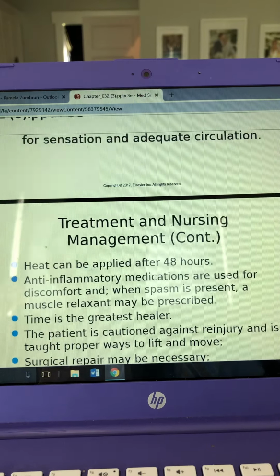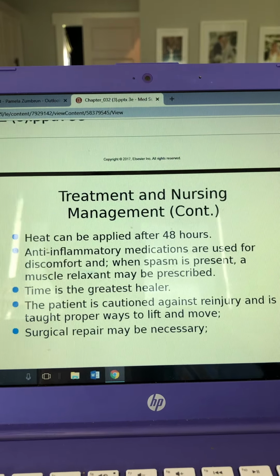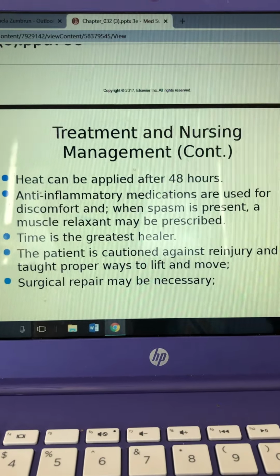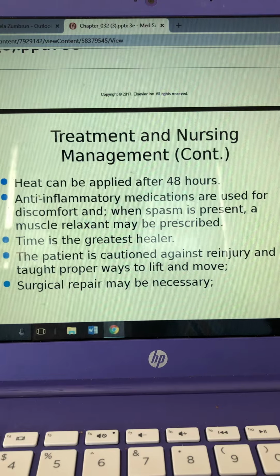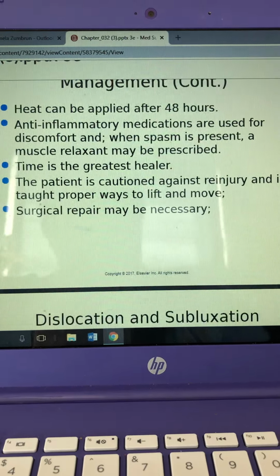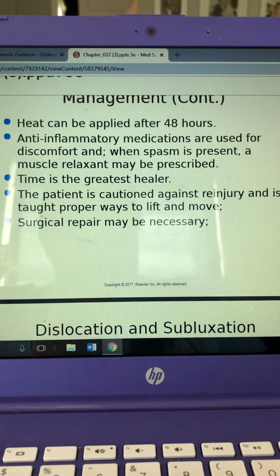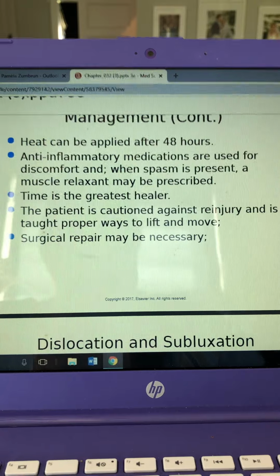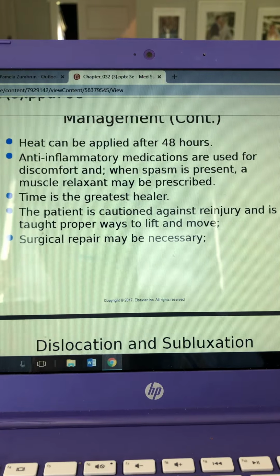I think I already mentioned heat can be applied after 48 hours if the patient desires, or if someone's treating a strain or a sprain at home. Anti-inflammatory medications are used, we said that. Muscle relaxants could be prescribed. And time is the greatest healer. So this person needs to rest the area that they have injured.